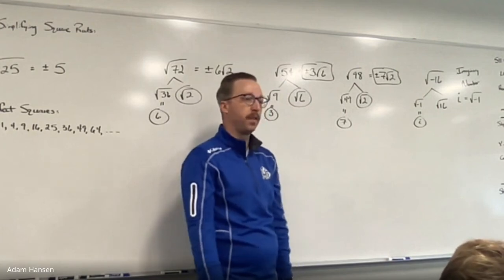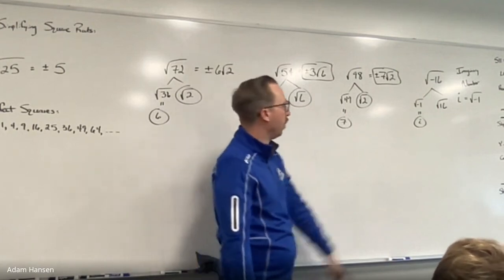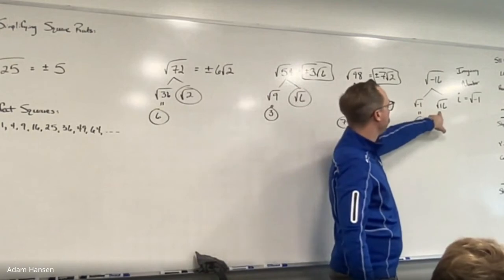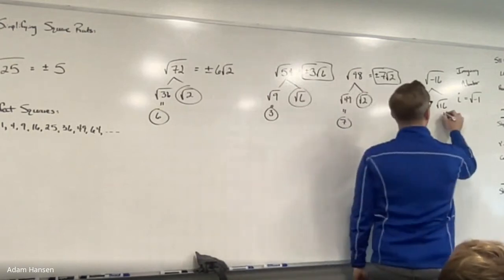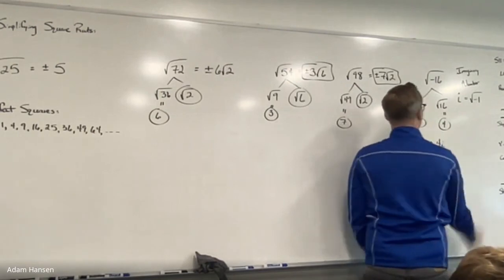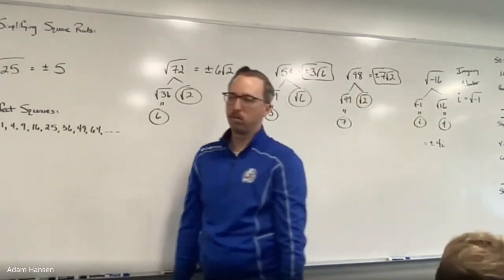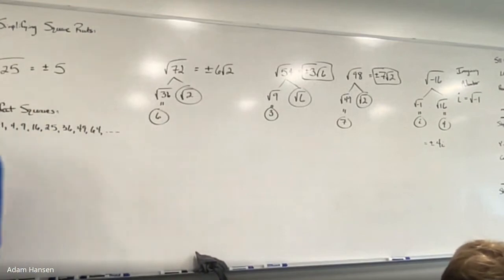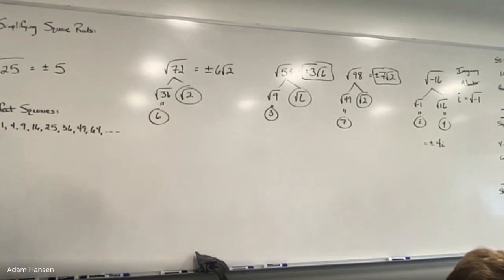No number times itself can ever become negative. What's the square root of 16 again? 4. So wouldn't it just be equal to plus or minus 4i? The square root of negative 16 is just positive and negative 4i.